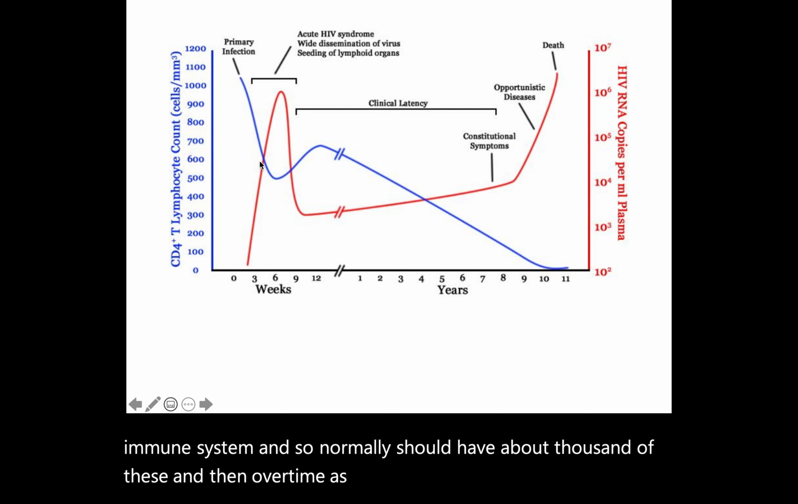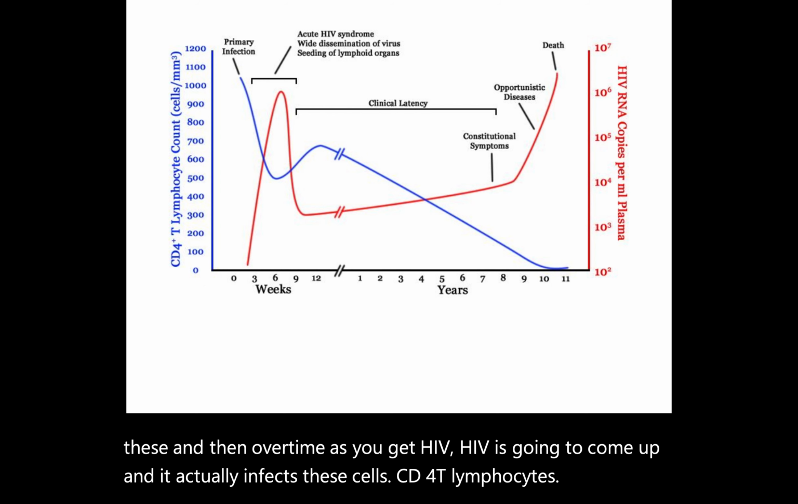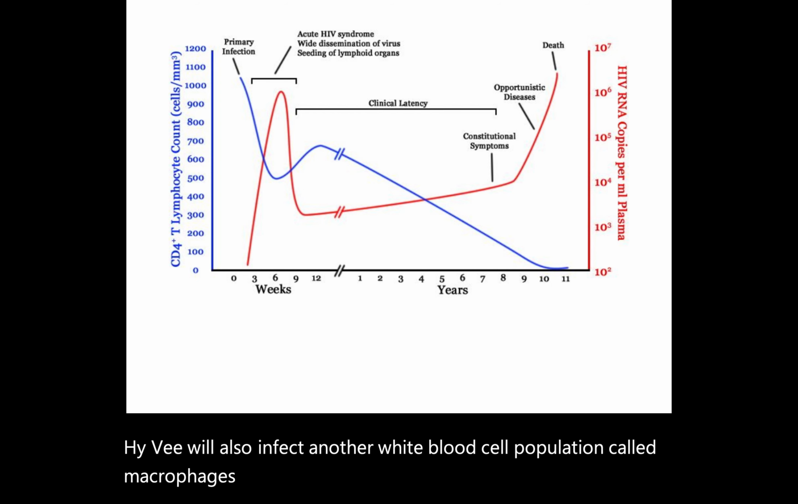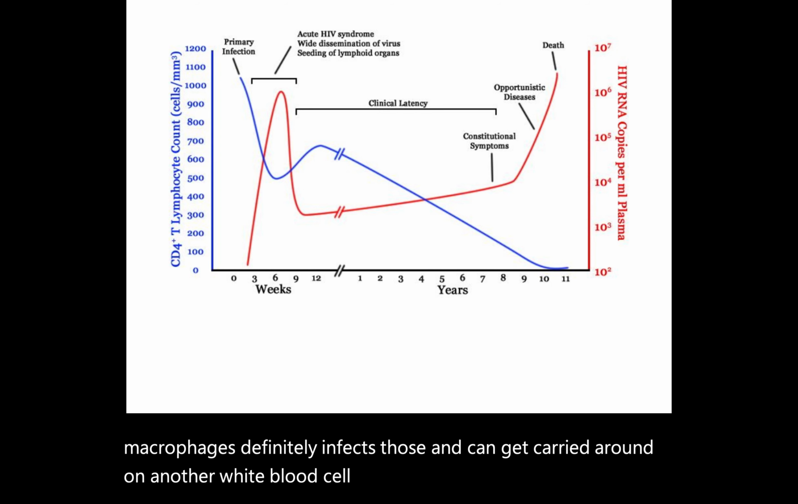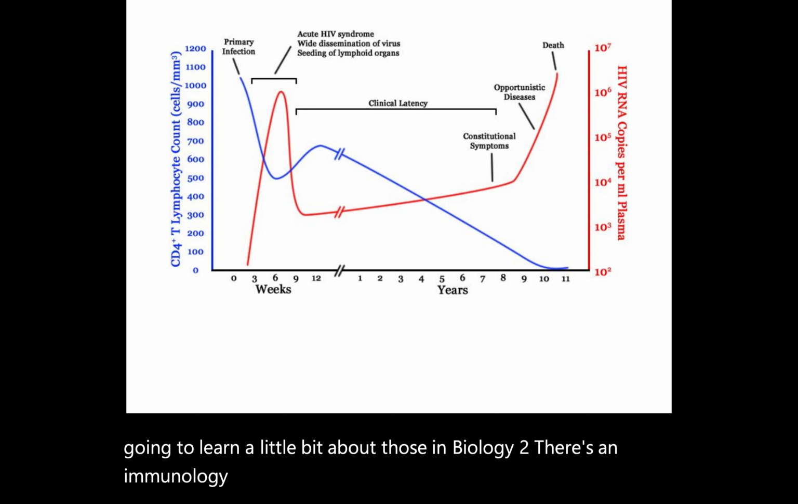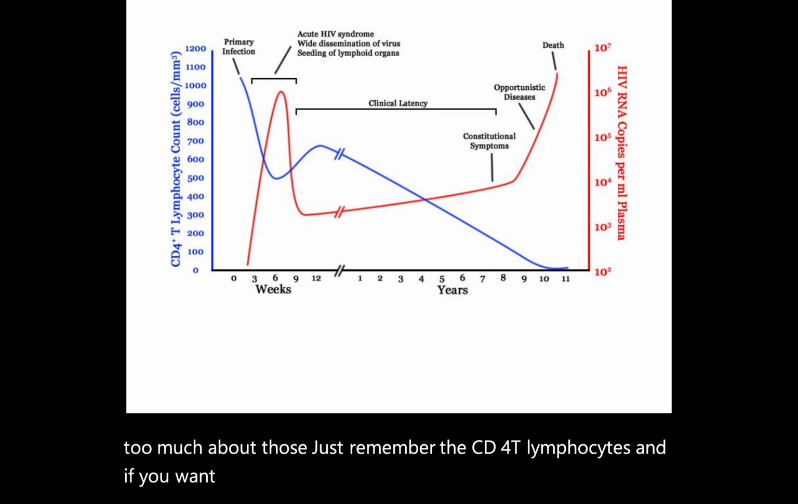Normally you should have about 1,000 of these, and then over time, as you get HIV, the HIV is going to come up and it actually infects these cells, CD4 T lymphocytes. HIV will also infect another white blood cell population called macrophages, and can get carried around on another white blood cell population called dendritic cells. We're going to learn a little bit about those in biology too. There's an immunology section of that, but for now you don't have to worry too much about those. Just remember the CD4 T lymphocytes.